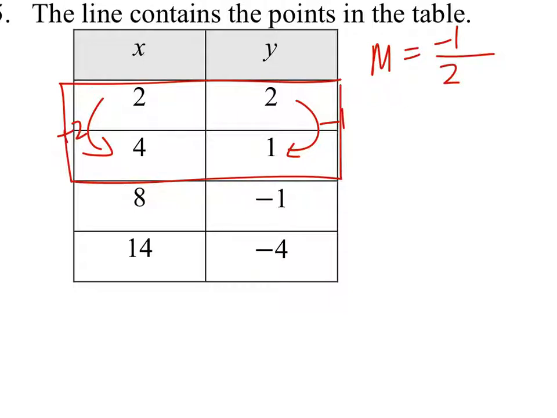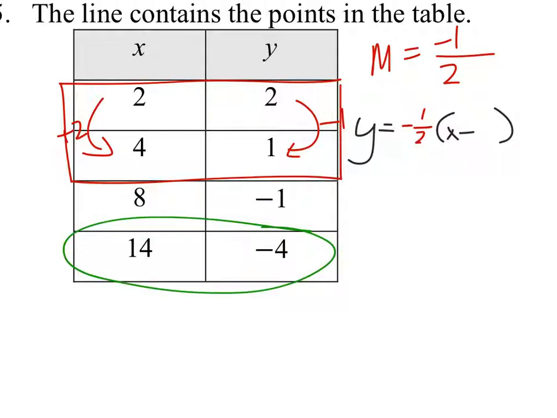And to change this into slope-intercept form, we will have to use point slope form because it did not give us the y-intercept. So y equals -1/2 times x minus whatever x value we get. And we'll use 14, -4 on this. Again, it wouldn't matter which point you use. You should get the same equation either way.